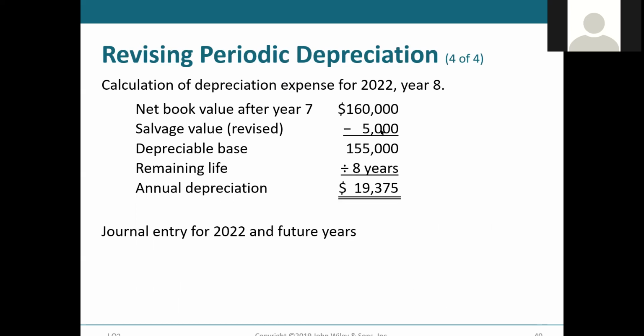What we need to do now is this. We take the 160, we subtract the new salvage value, which they gave us on the prior slide. They told us the new salvage value. So there are now 8 years left in that machine. So the new depreciable base is 155 divided by the remaining 8 years, 19,375.